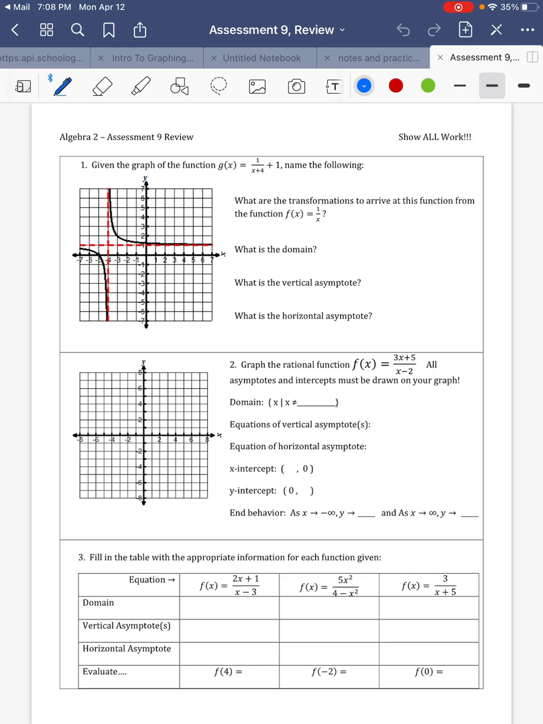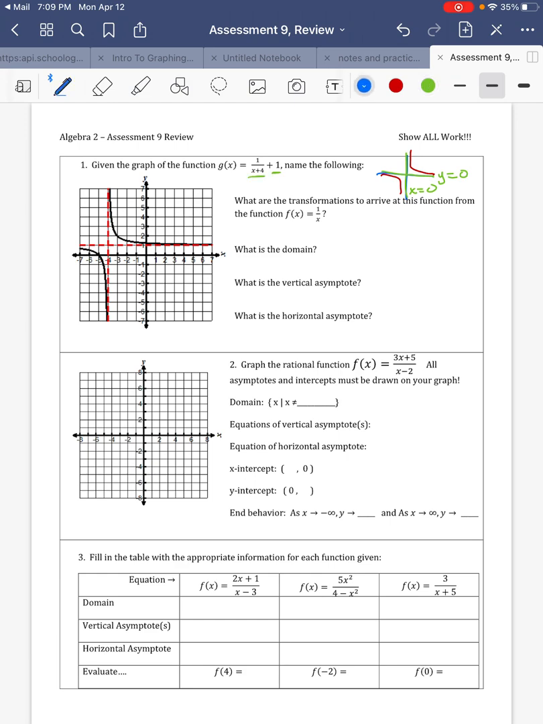So remember, 1 over x is like your basic rational function, and it gets graphed right here and right here. The asymptotes, you have a vertical asymptote at x equals 0. You have a horizontal asymptote at y equals 0. So these items right here change those around.